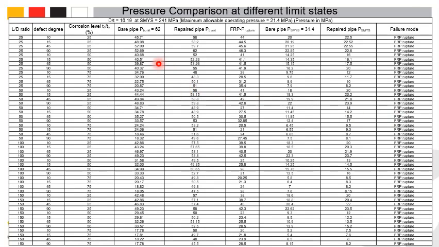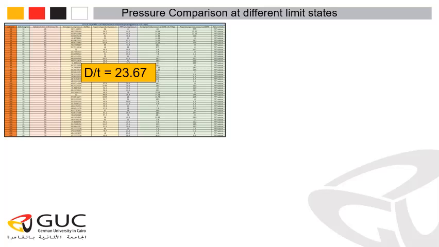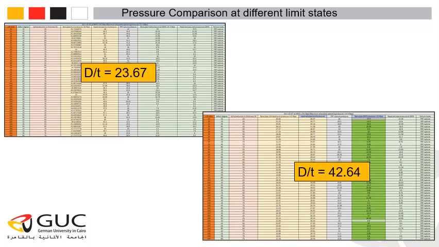After that, I made a pressure comparison for the defected pipes, repaired pipes, and FRP rupture pressure, and the pressure to reach the specified minimum yield strength. And failure mode is determined as FRP rupture for all cases, since FRP rupture is the minimum pressure between the repaired pipe and FRP rupture. And similar things are done for other pipes too.